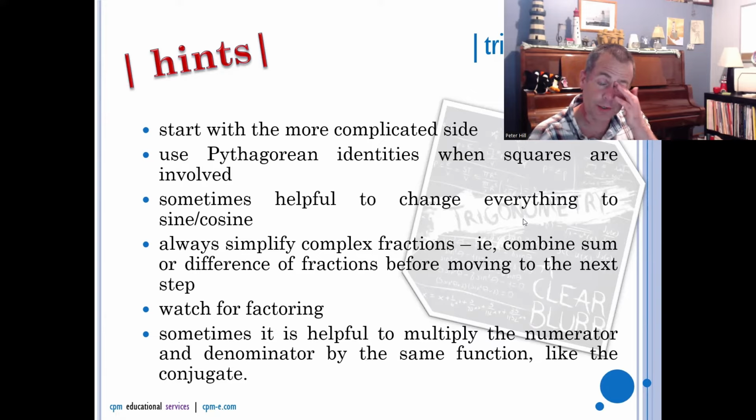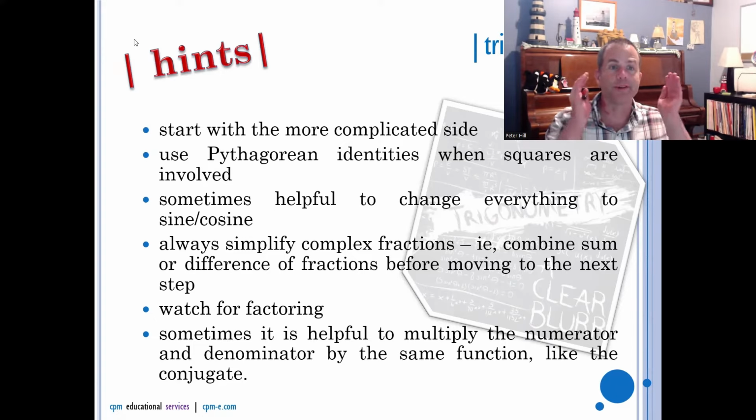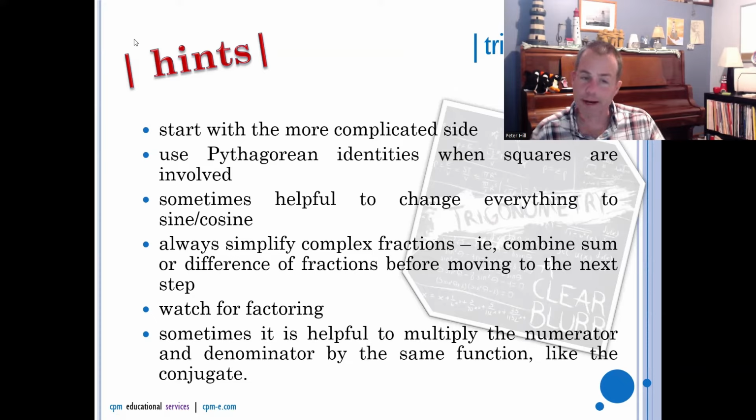If you see squares on your trig identities and numbers, especially the number 1, think about Pythagorean identities. Pythagorean identities, if they can be used, are often much quicker than something like converting everything to sine and cosine. But in that same breath, sometimes you want to change everything to sine and cosine. Always simplify complex fractions, so combine fractions together or sum or difference of fractions. So get everything as a common denominator, get everything as one fraction. Watch for factoring. And then sometimes it's helpful to multiply the numerator and the denominator together by the same function, just like something like the conjugate.